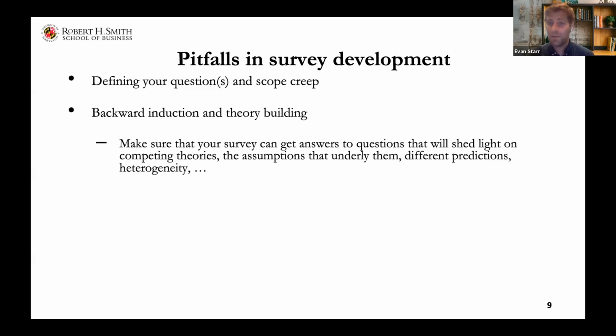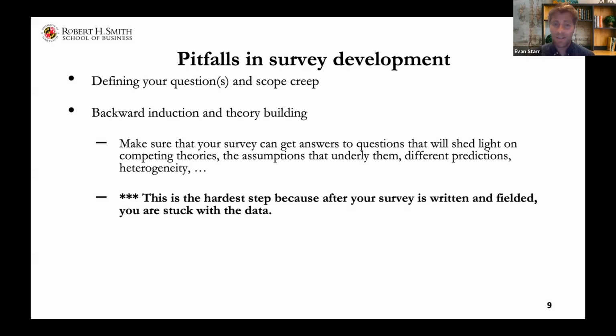You have to make sure that your survey is going to get answers to the questions that are going to shed light on the competing theories that you're thinking of, the assumptions that underlie them, different predictions of different theories, heterogeneity. Imagine you spent all this money and you get the survey back at the end of the day and you're like, oh my gosh, if I would have just asked that one question, then I could have really distilled these theories. Then you're stuck, right? So this is where you question yourself: should I push go? Have I thought through this hard enough?